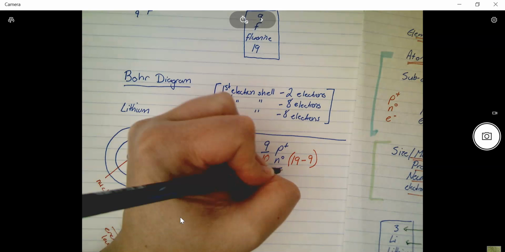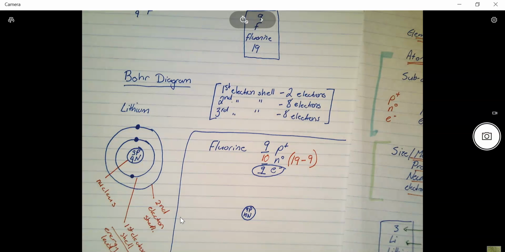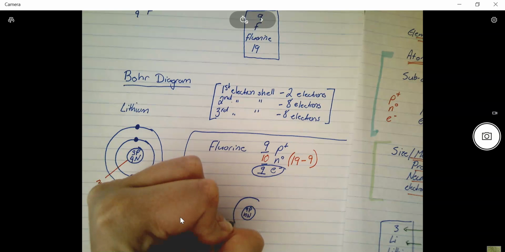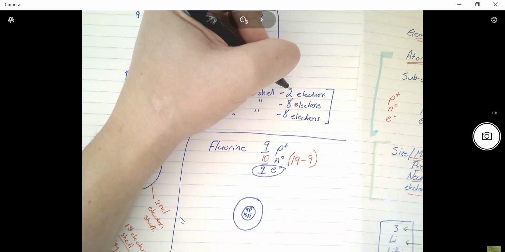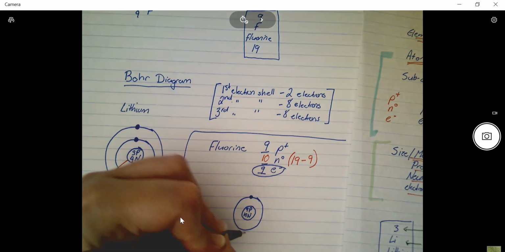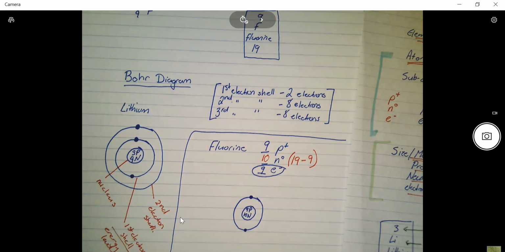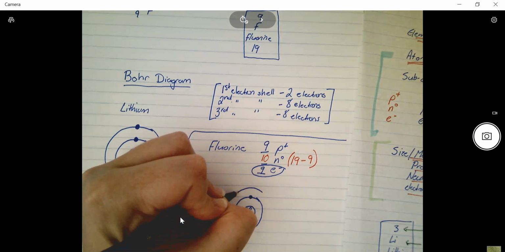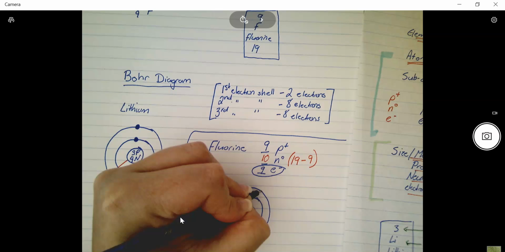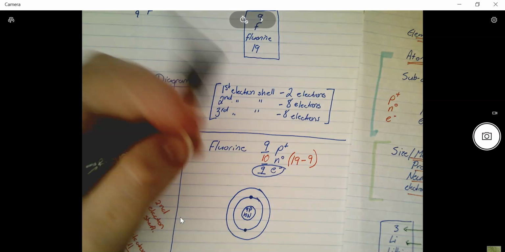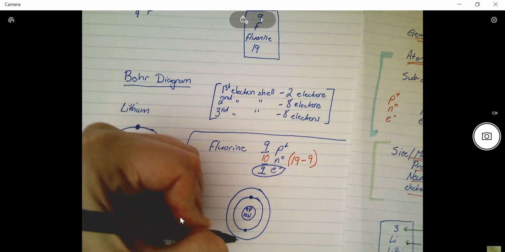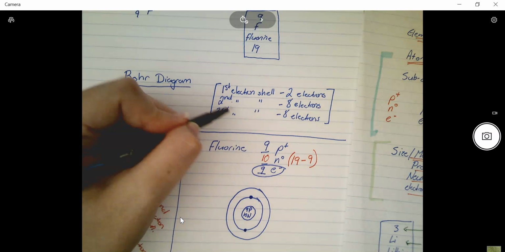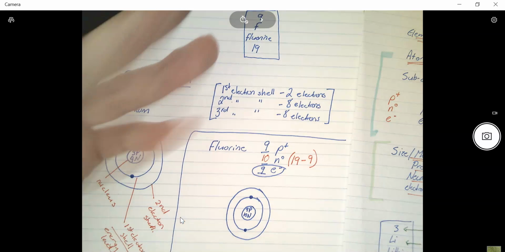Now I need to draw my 9 electrons. First electron shell goes in. How many electrons fit in that first shell? We know 2 can fit. So I'm going to go ahead and draw those 2. I've drawn 2, I've still got 7 left to draw. No more can fit in that first shell, so I go and draw a second shell. Okay, so like I just said, we've drawn 2, that means there's 7 left to draw. How many electrons can fit in this shell? Second shell can fit 8. So I'm good. I only need to draw 7 though.